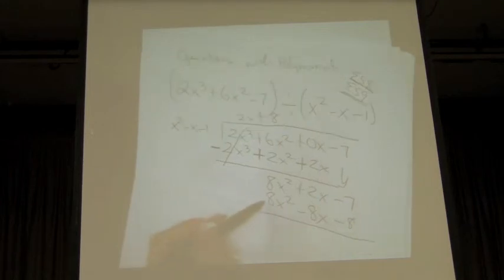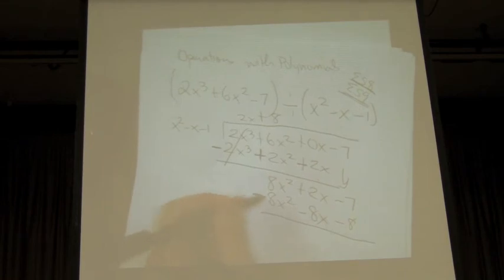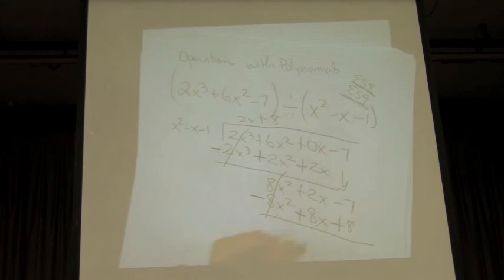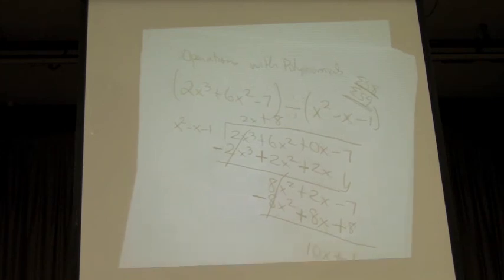Subtract. What was a plus sign, when I change the sign, becomes a minus. What was a minus sign, when I change the sign, becomes a plus. This cancels. I get 10x plus 1. This is my what? Remainder. Very careful how you write your answer.